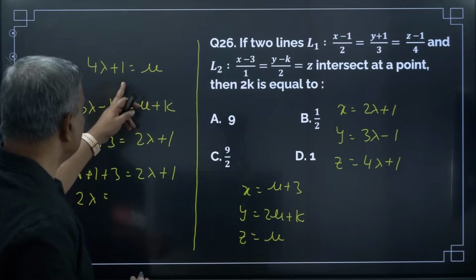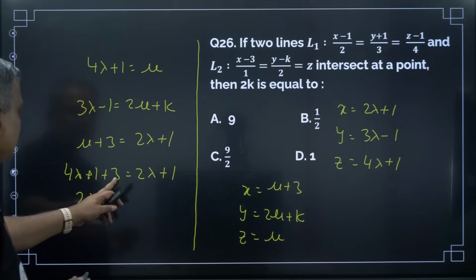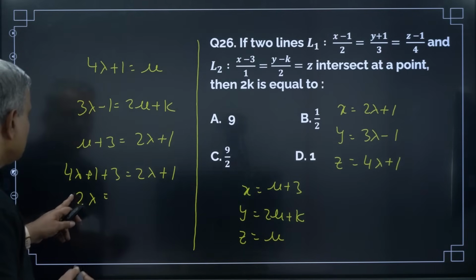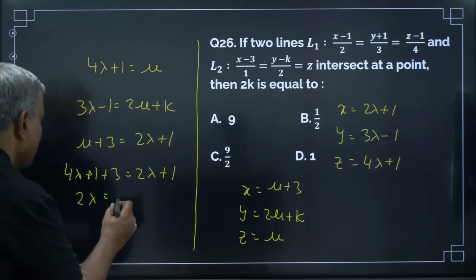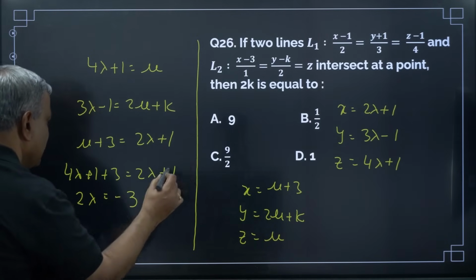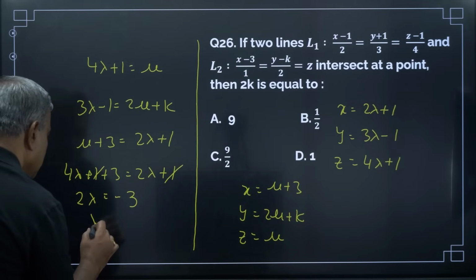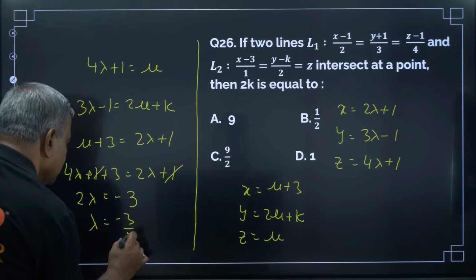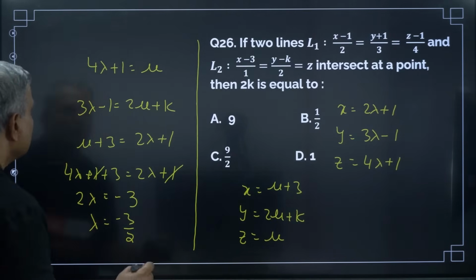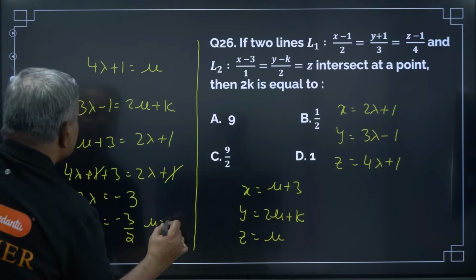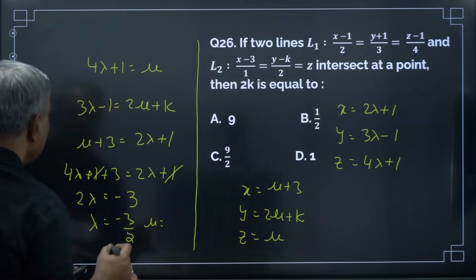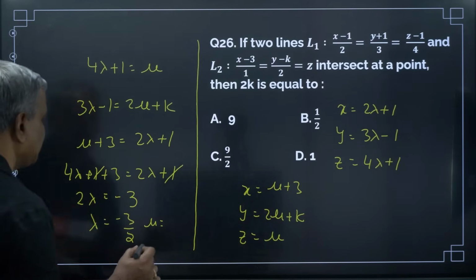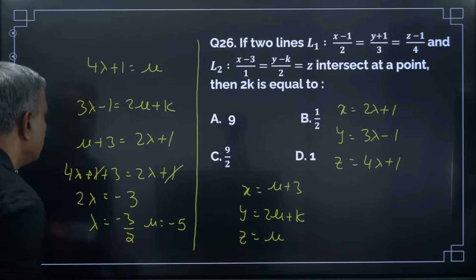So mu is equal to 4 lambda plus 1 plus 3 equal to 2 lambda. So this becomes 2 lambda and this is minus 3. 1 and 1 will cancel. So we got lambda is equal to minus 3. What is the mu now? Mu is equal to minus 6 plus 1, minus 5. Mu is equal to minus 5.